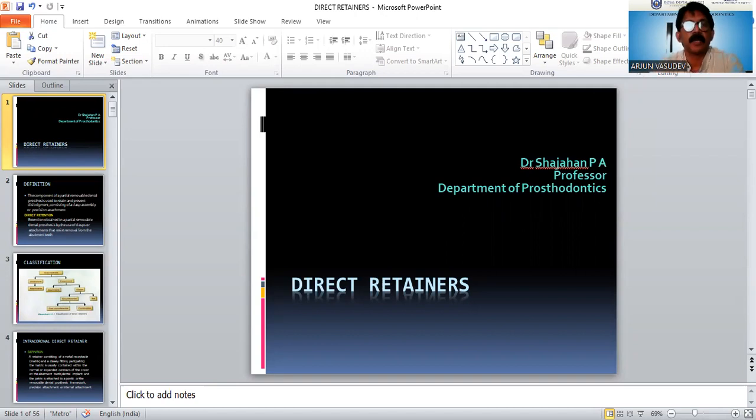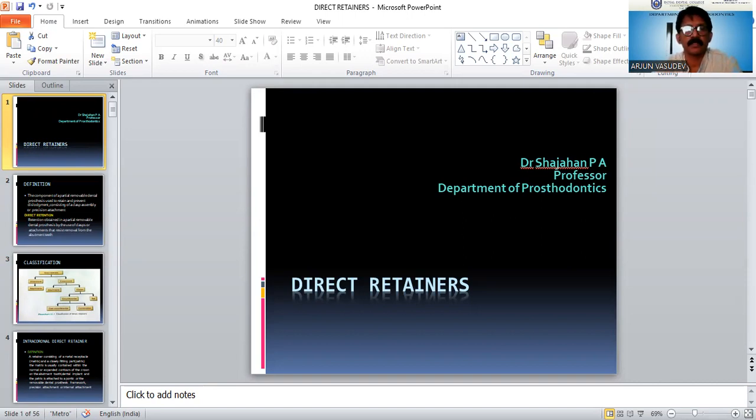Direct retainer, by definition, is a component of a removable partial denture prosthesis used to retain and prevent dislodgement, consisting of a clasp assembly or precision attachment. So it can be a precision attachment or a clasp assembly. Anyway, these components are giving retention to the denture. So that is the component which makes your denture stable in your mouth, which is retained in your mouth.